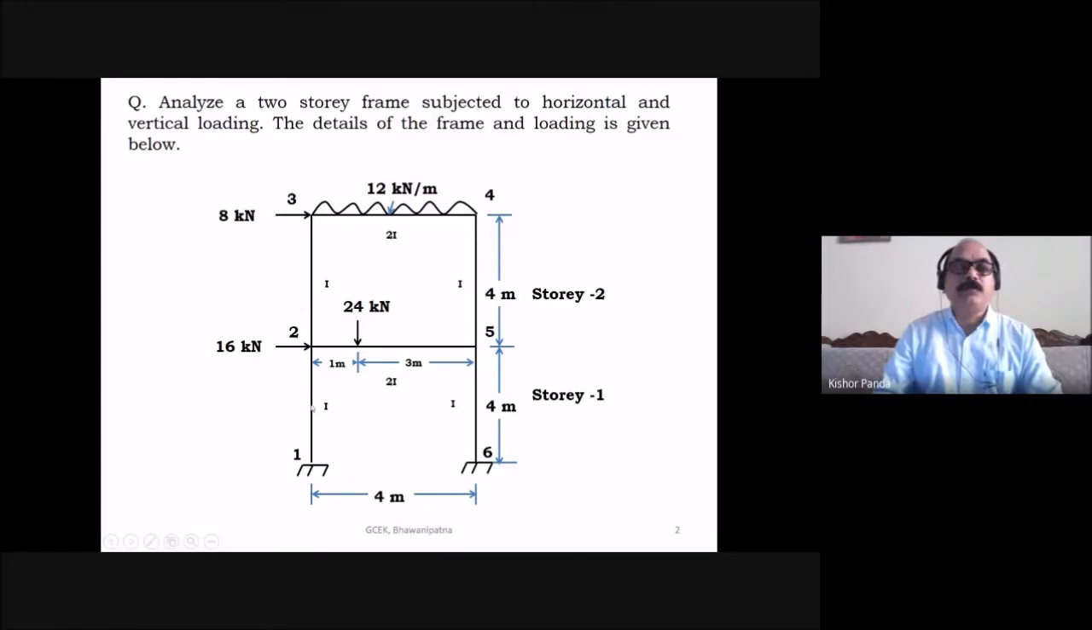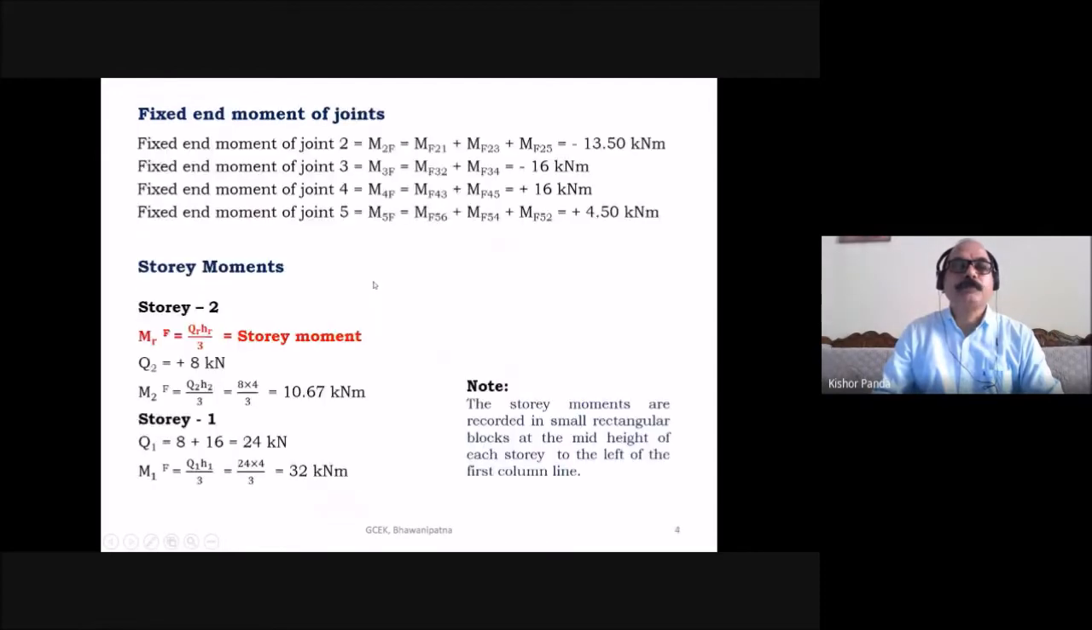When you find out the story moment of story 1, you have to consider this load and this load, 16 plus 8. So this is equal to 24 kilonewton. So first, find out the story moment for story 2. So what is the formula? This is the formula: MRF is equal to QR HR by 3.